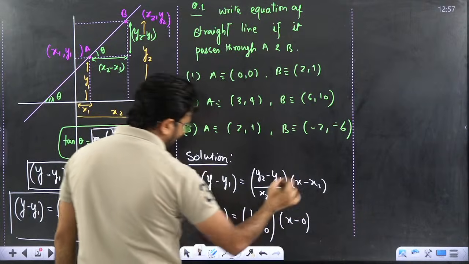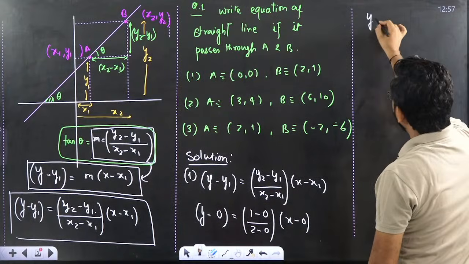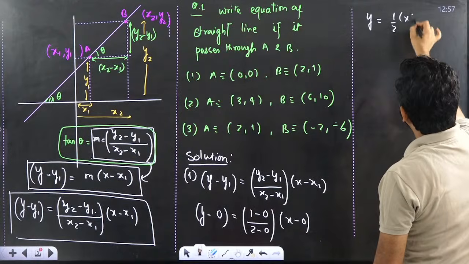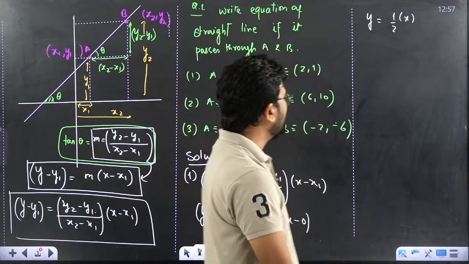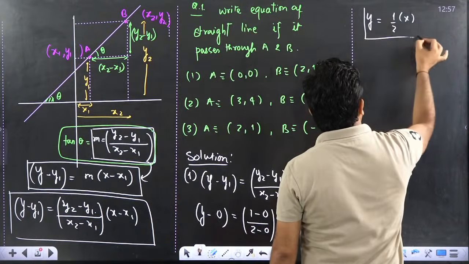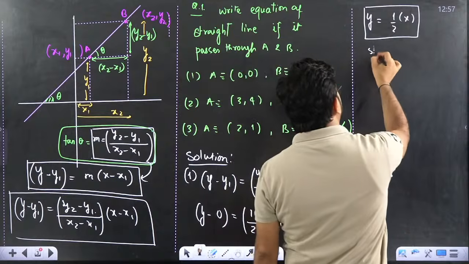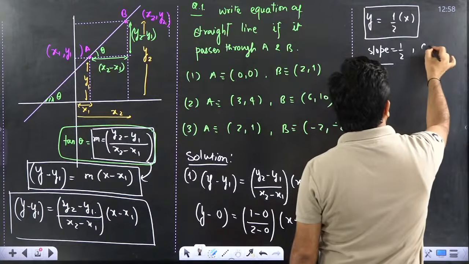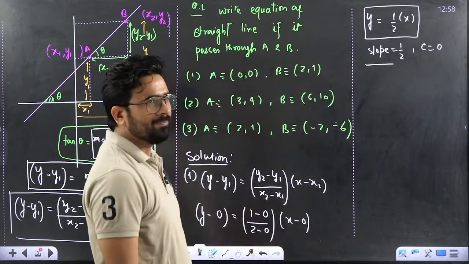You know this part. Try to solve it. What are you going to get? The left side is y, equal to 1 by 2 into x. This is the answer: y equals 1 by 2 x. Clear? This is a straight line. What is the slope? The slope is equal to 1 by 2. And what is the intercept? The intercept is equal to 0. That's the first question. Clear to everyone?